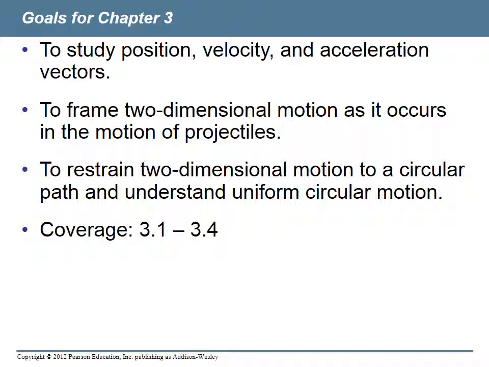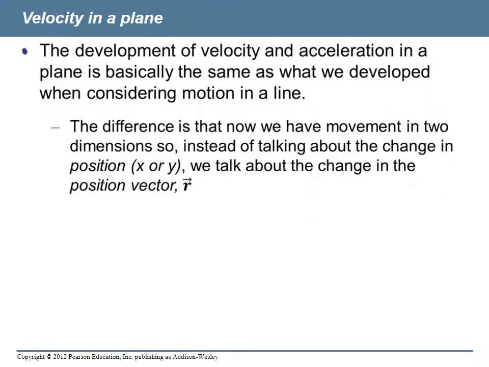We'll also sort of confine our talk of two-dimensional motion to being strictly in a circular path. So we'll call this uniform circular motion. We'll define this in this chapter. And basically it's motion that moves in a circle continuously at constant speed. The coverage for the chapter will be sections 3.1 through 3.4.